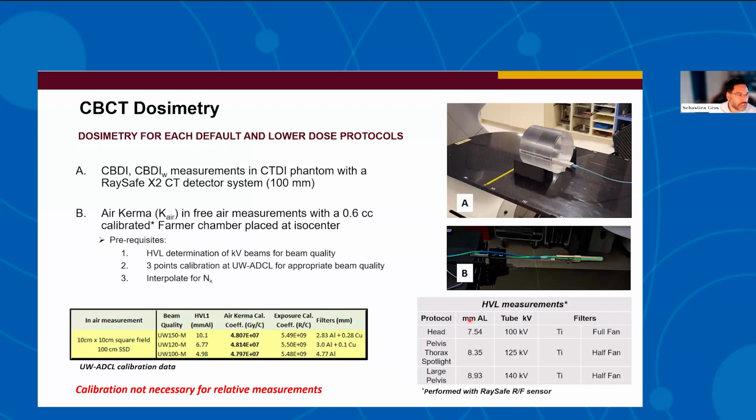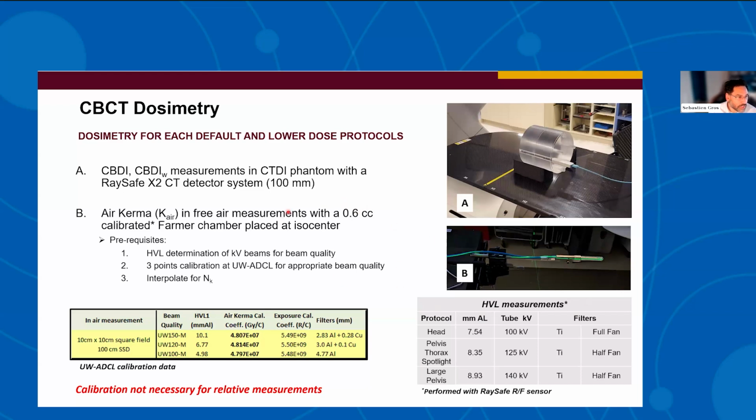So looking a bit more in detail at the Cone beam dosimetry. Again, we measured the CBDI and weighted CBDI in the CBDI phantom. So that's the setup you can see on the top left corner. And we established correspondence with air kerma and measured that at isocenter with a 0.6 cc Farmer chamber. So this is an example picture of the setup.